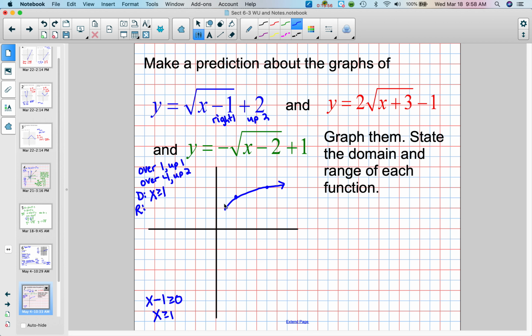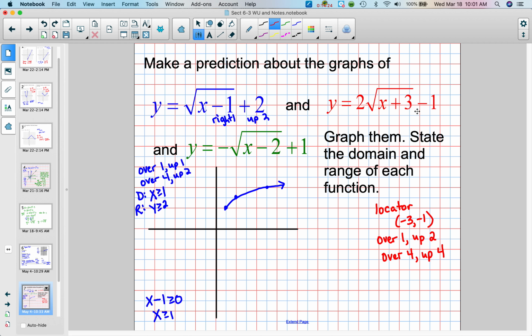And then for our range, we're just going to use our graph, although we can use this value right here. Notice the k is a 2 and it's going up. So y is greater than or equal to 2. And that would be our domain and range. So this idea here is really important. The radicand, which is what is underneath the radical, has to be greater than or equal to 0. So next problem.